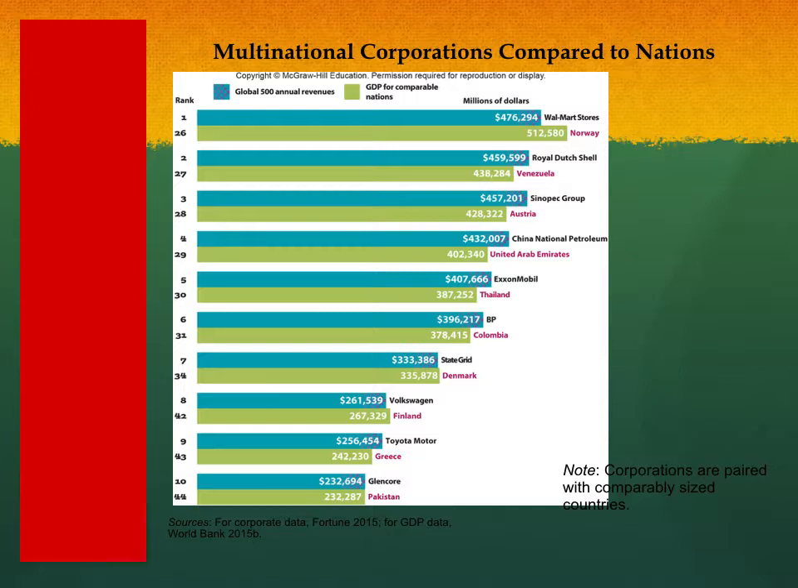Look down at British Petroleum. British Petroleum is a multinational corporation that was responsible for the Gulf oil spill a few years ago. And so they make 396,000 millions of dollars in revenue each year. And that puts them as the sixth highest ranked multinational corporation.